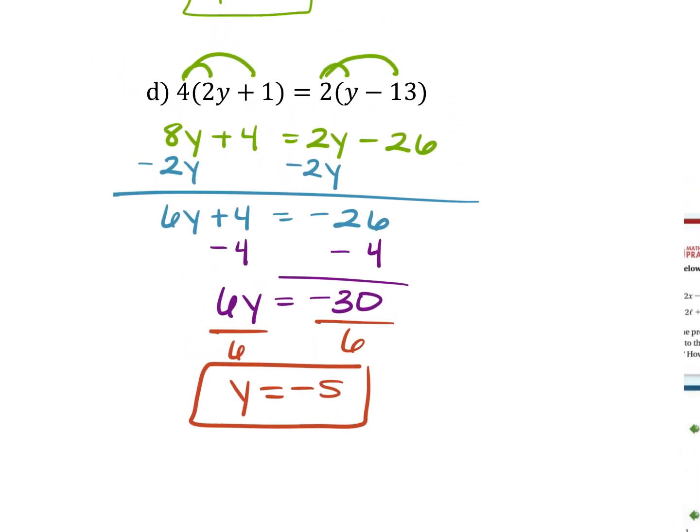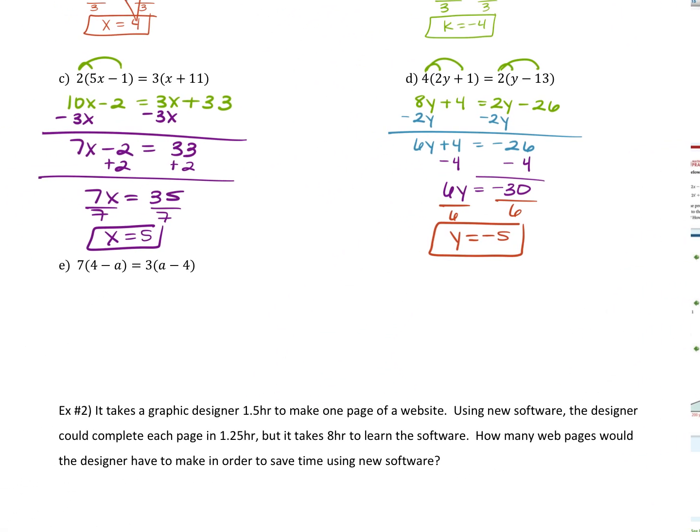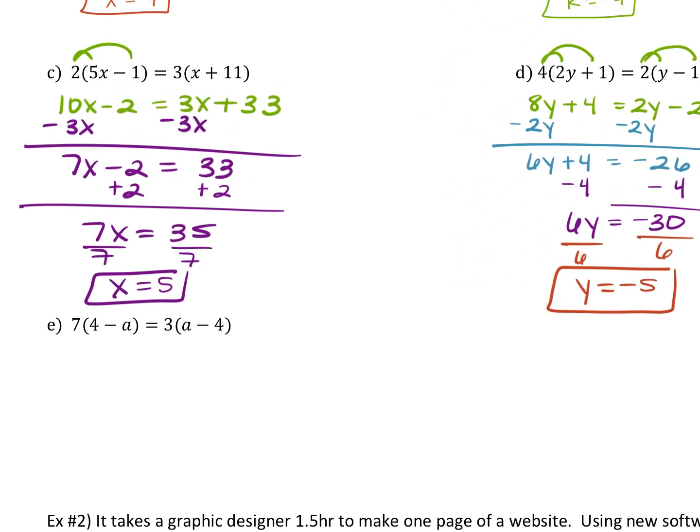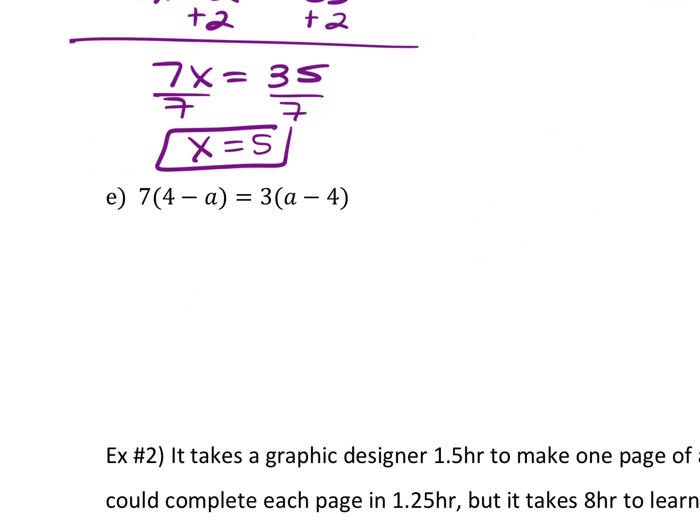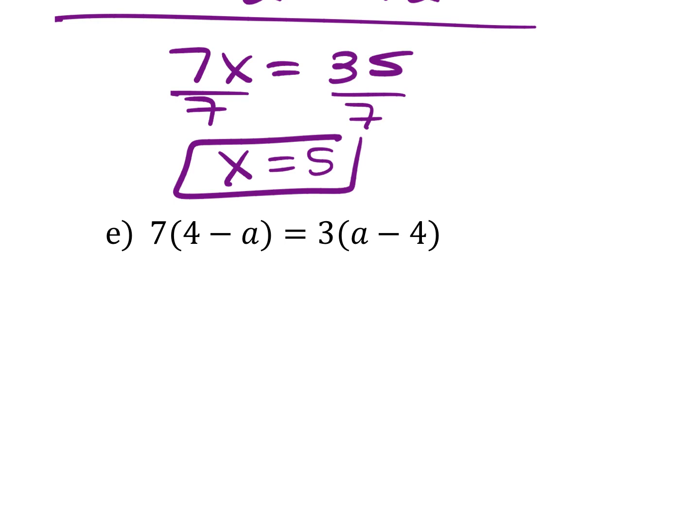Questions on that? Okay, I want you to look at letter E because E presents kind of a new setup here. We'll talk through it. I think it's easier than it seems. It's just you got to look at it slightly differently. So if you distribute, right, we always want to distribute first. That's going to be 28 minus 7a equals 3a minus 12. Make sure you're distributing to everything, right?